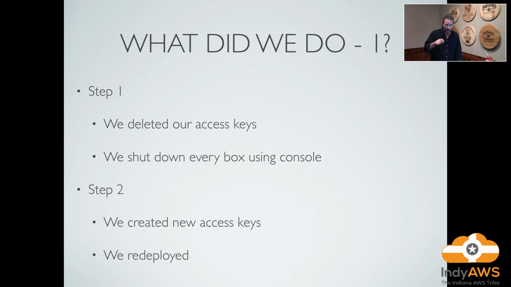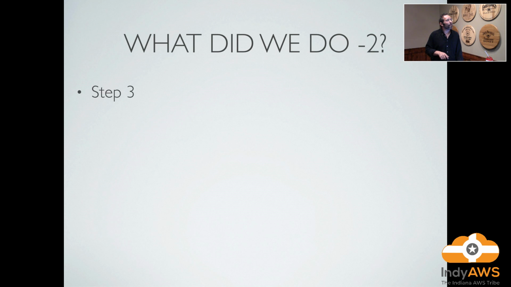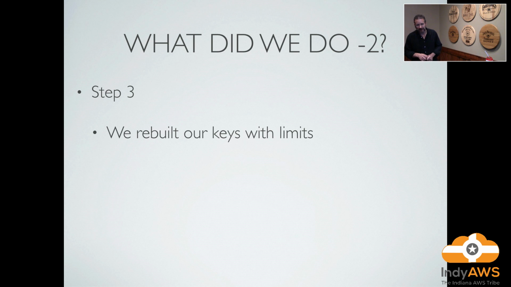Because we had a problem in the first place that we didn't have role-based security. So the next step was we rebuilt our access keys with limits, okay? And we did it quickly, which means we didn't do the best possible job. So there's a step 3.5 in here, which isn't shown, where we rebuilt it again. And we probably did it more than a few times. And then we deployed again.